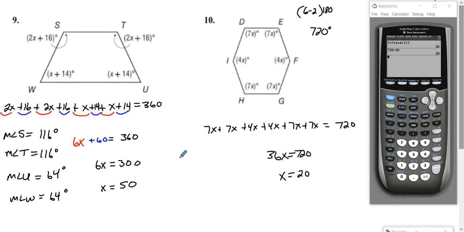All right, so measurement of angle D, measurement of angle E, measurement of angle G, and measurement of angle H. All those are 7x, so 7 times 20 is 140. Measurement of angle I, and measurement of angle F, 20 times 4, 80. So those 4 angles equal 140. This one, these two equal 80.